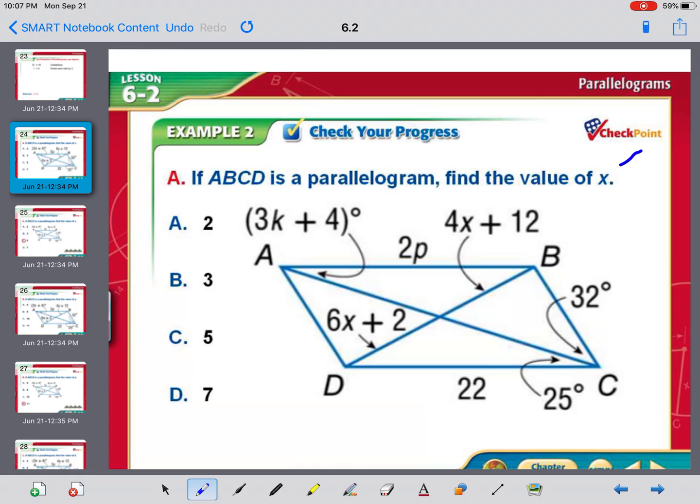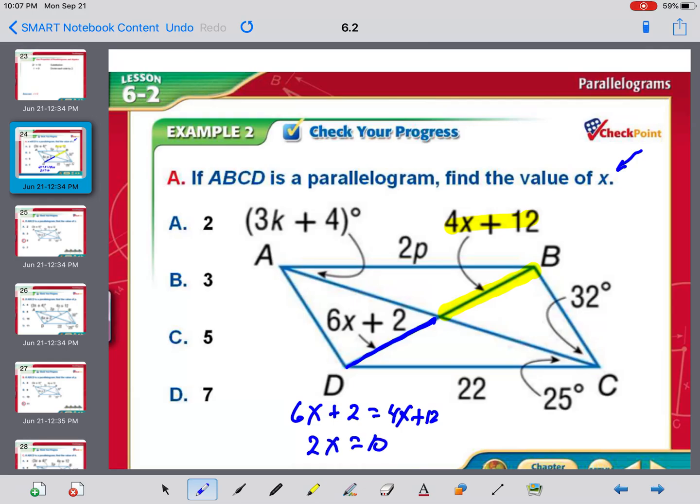So we get a different picture, and we ask a different question. Here we're asked to find the x, but really it's just these relationships. You can see we're given this piece here to be 6x plus 2, and this piece here to be 4x plus 12. What we know is those two pieces are congruent because the diagonals bisect each other. So that means 2x equals 10, x equals 5. That's the value of x. That's what they asked me to do.